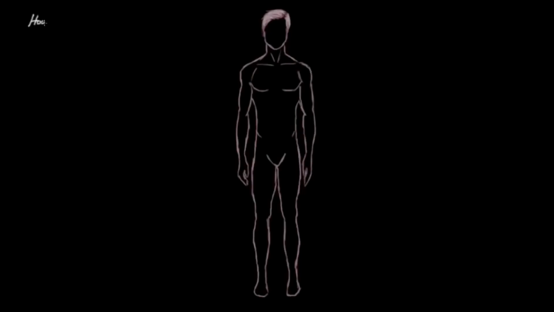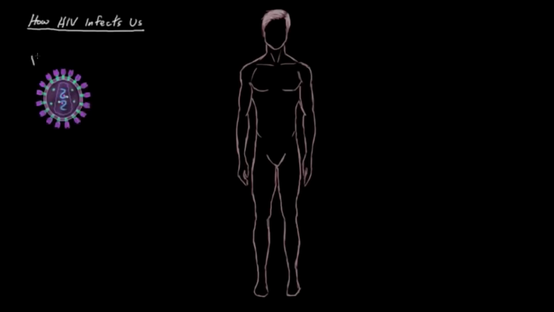How does HIV actually infect our cells? Like, what exactly happens when you get an HIV infection? Well, to find out, let's follow a little HIV particle, an actual virus, through what it does and where it goes in order to infect a human.